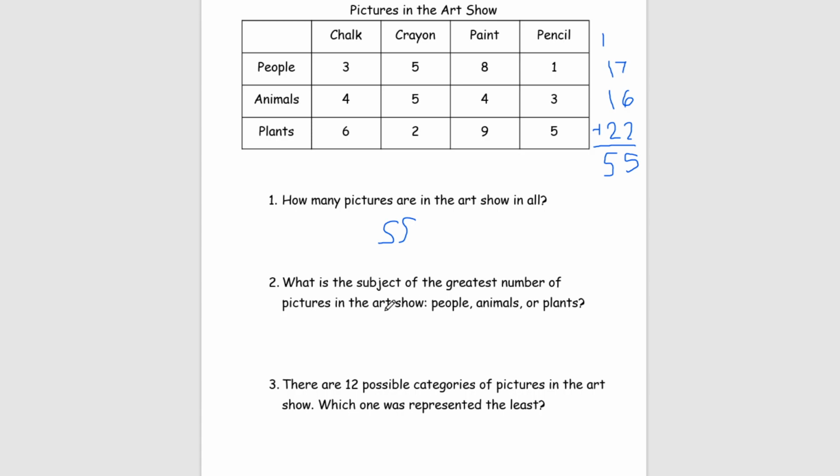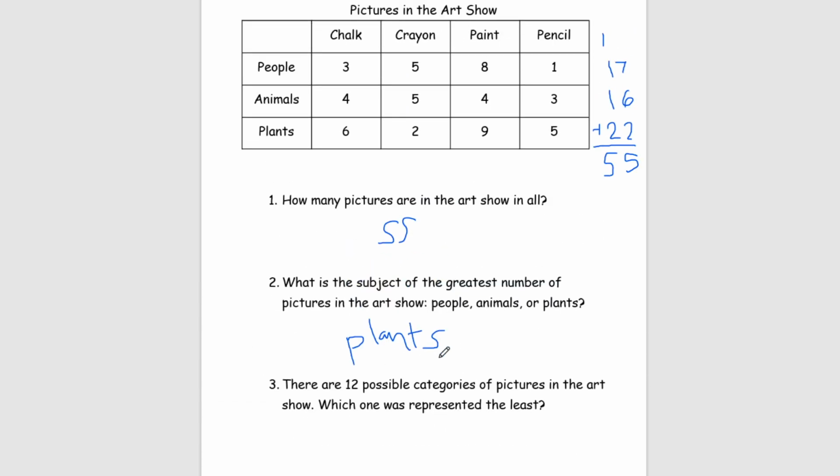Number 2, which is the subject of the greatest number of pictures in the art show? People, animals, or plants? Well, coincidentally, we already answered that, as we already added up all the numbers of each subject, and we know that plants has 22, which is the greatest. So number 2 is plants.